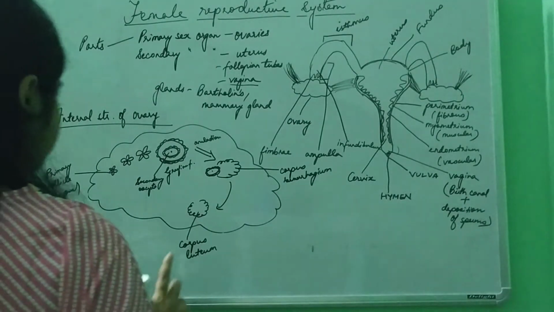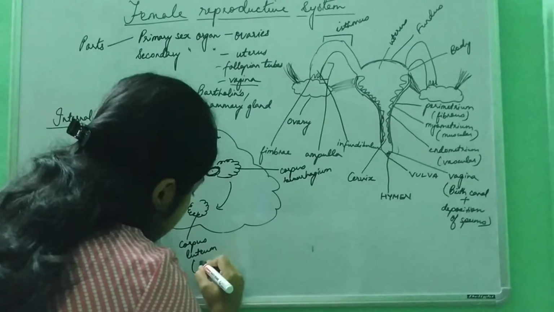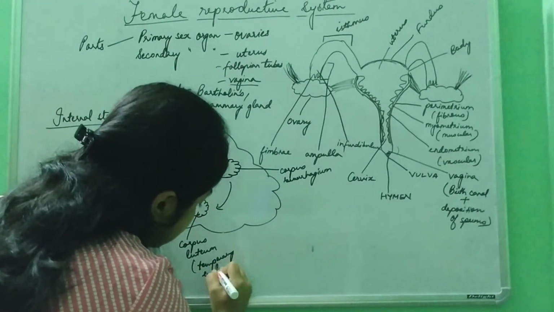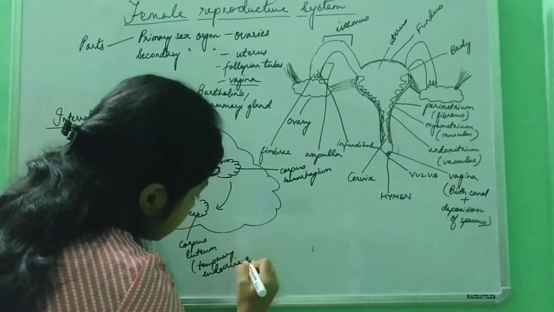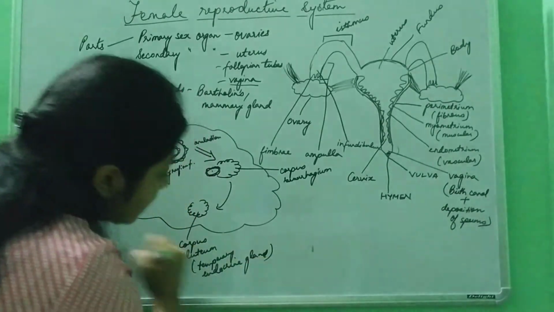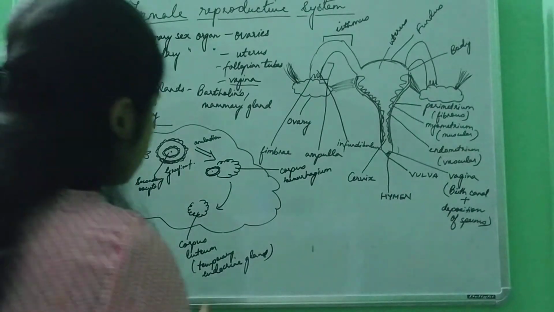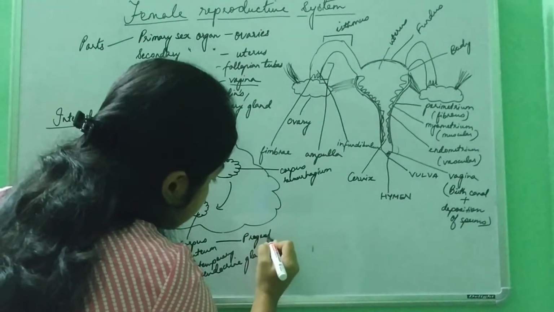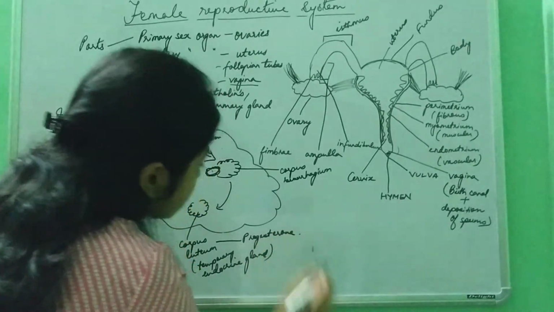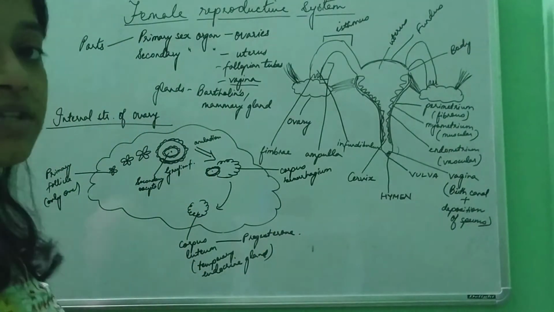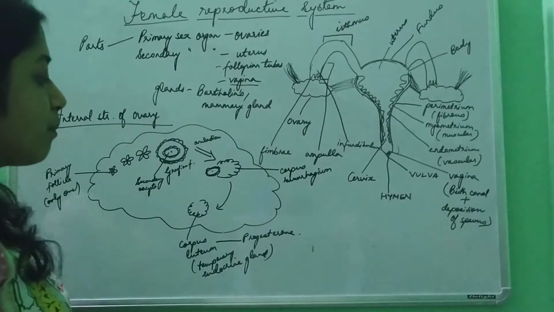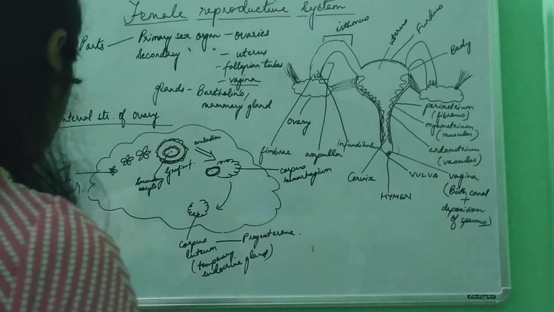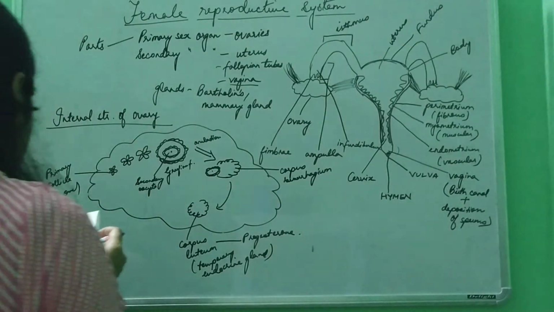Because this corpus luteum acts as a temporary endocrine gland. Since it is an endocrine gland, it will release some hormone. This corpus luteum will release progesterone. So this is an important part of the cycle. Okay. So next, this corpus luteum.